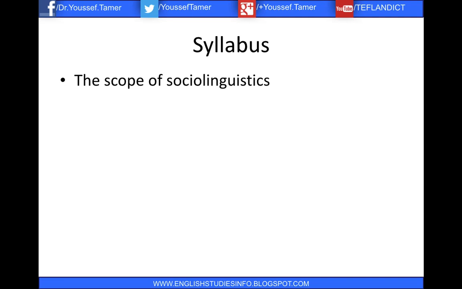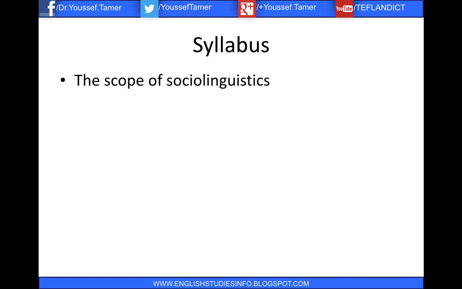For example, since this is the module we are dealing with now, we have sociolinguistics. That's what we're going to try to cover next time. I'm not just trying to introduce things for you. We'll see what the scope of sociolinguistics is, what it tries to do, that is to say, what the aim of sociolinguistics is.